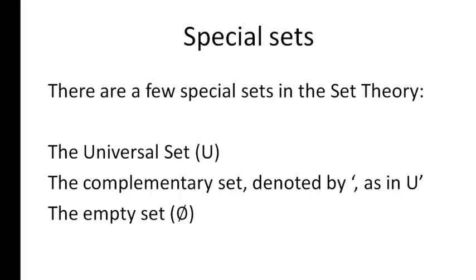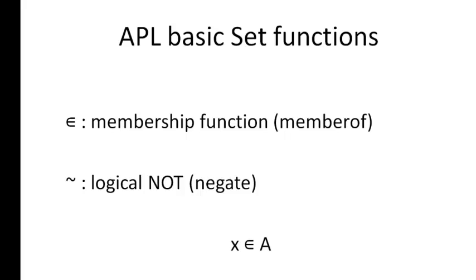There are a few special sets in the set theory. The universal set, denoted by U. The complementary set, denoted by apostrophe, as in U apostrophe. And the empty set, which is represented by the Danish letter O, which means that there's nothing in it. It's a set which has no elements. APL has some basic set functions.